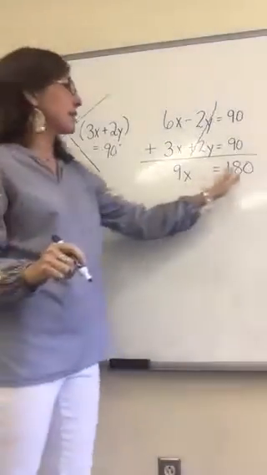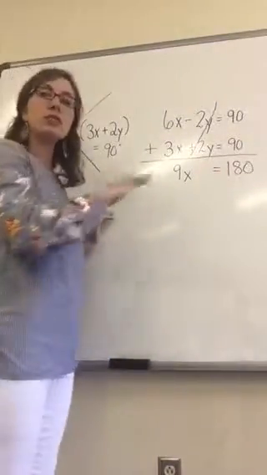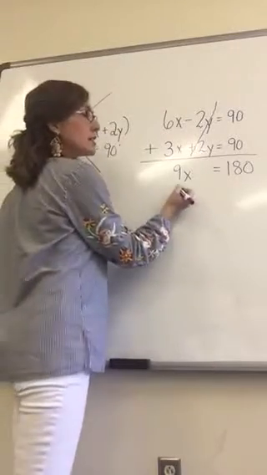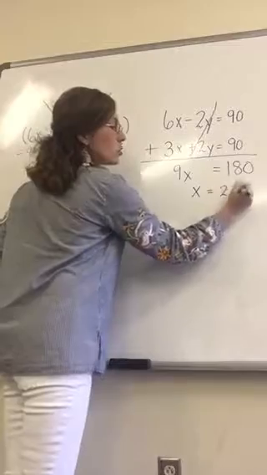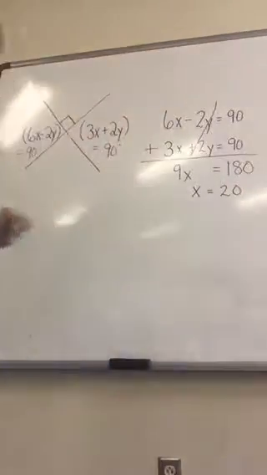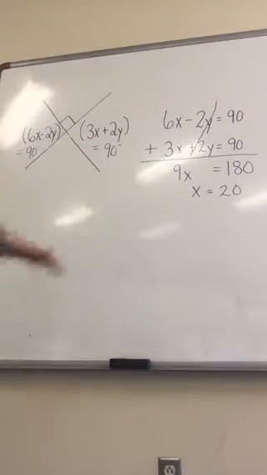So we have 9x equals 180. We're going to simply solve this equation. We're going to divide both sides by 9. And we're going to have x equals 20. All right, so we have our x equals 20 there.